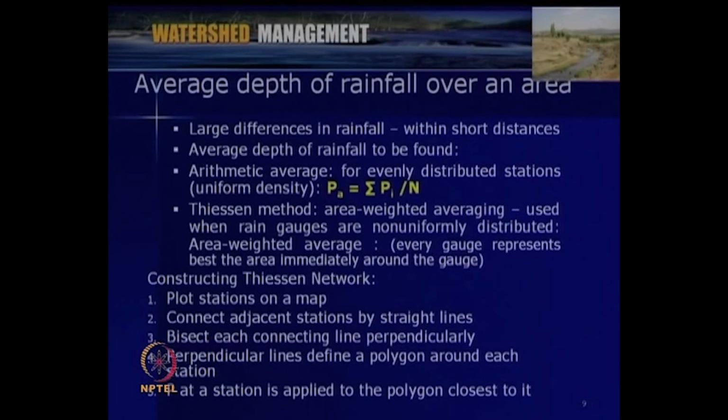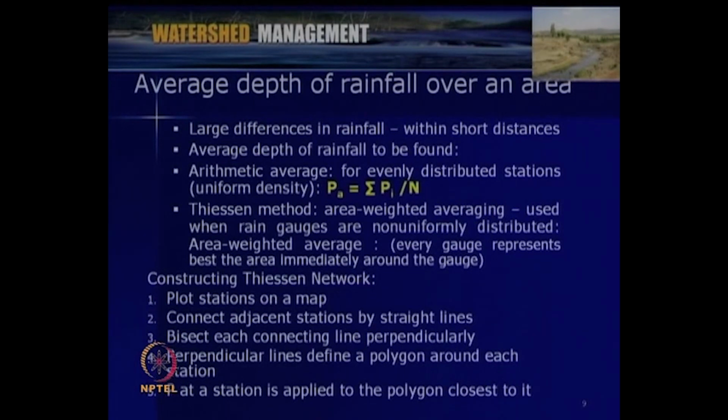Then another important aspect is the average depth of rainfall over an area. When we go for hydrologic modeling, for the particular location which we consider, there may not be a rain gauge. In that case we may have to consider some averaging of the rainfall pattern for the given storm condition.